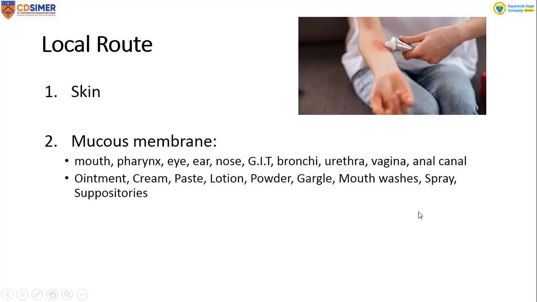There are varieties of places you can go for sprays, and suppositories are also there, and tablets also. As I talked about the GIT, the drug will go to the GIT and then affect locally.